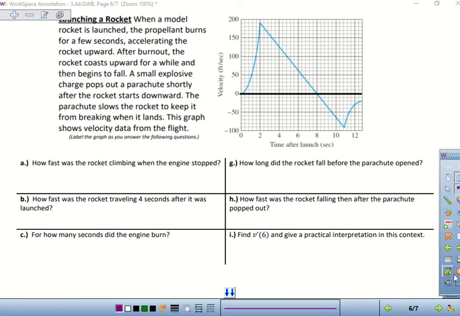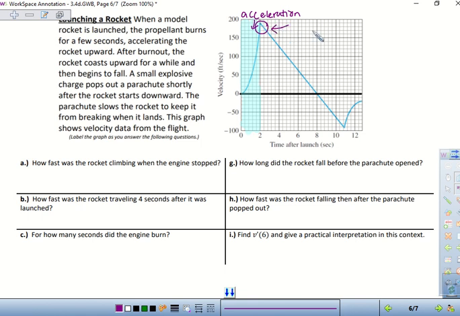So let's look at the graph and analyze what's happening here. This section of the graph right here is when the propellant is burning and the graph is accelerating. Okay? So this is acceleration right here. Any questions about how I know that that's acceleration?